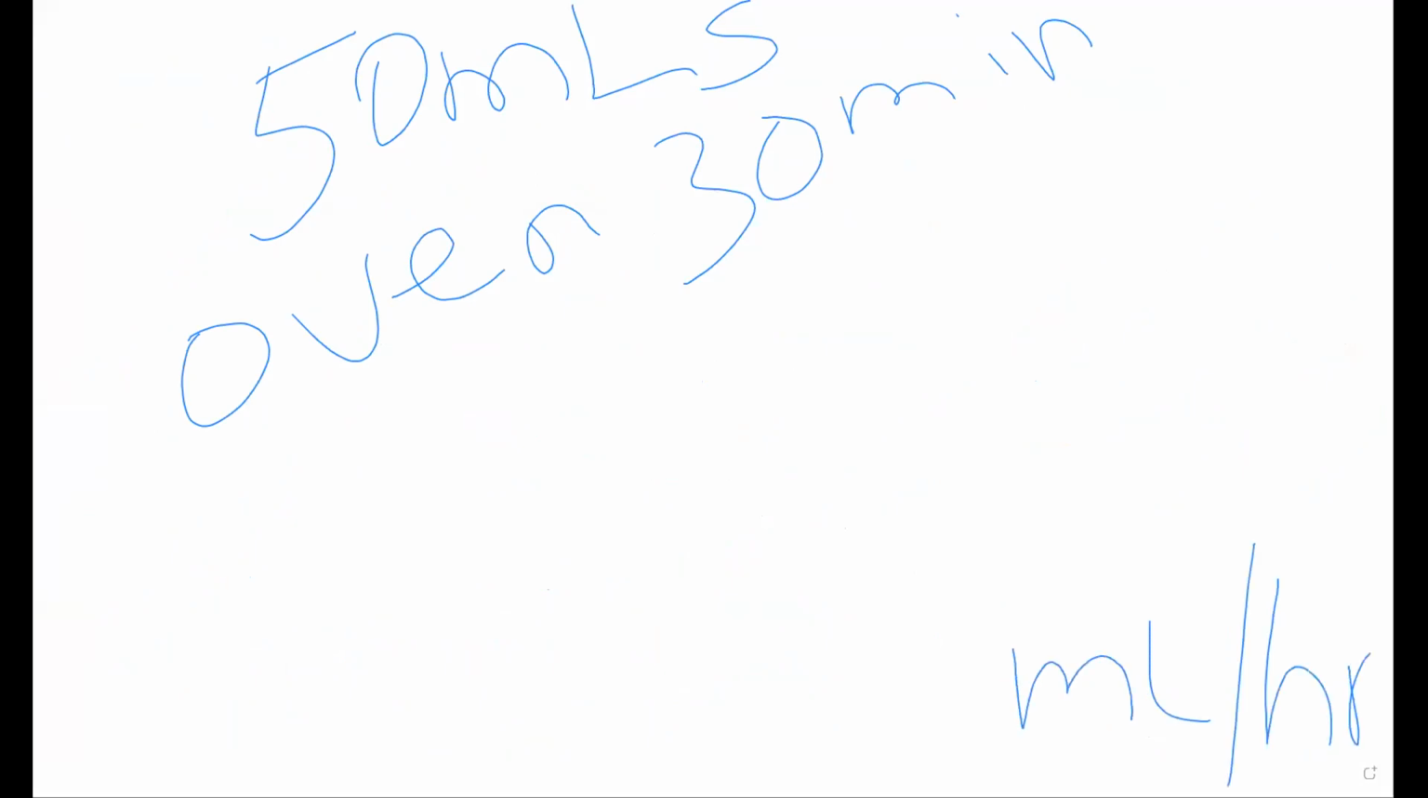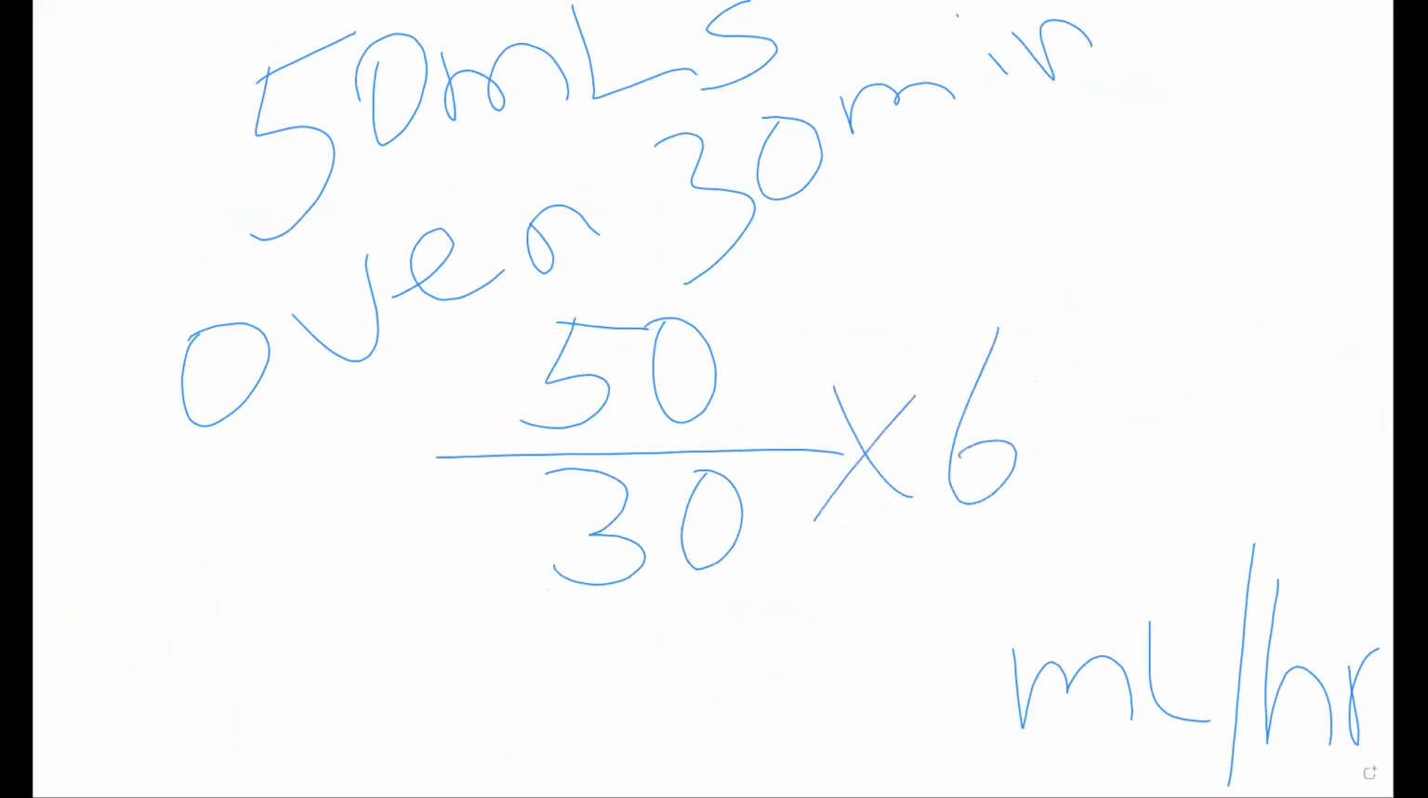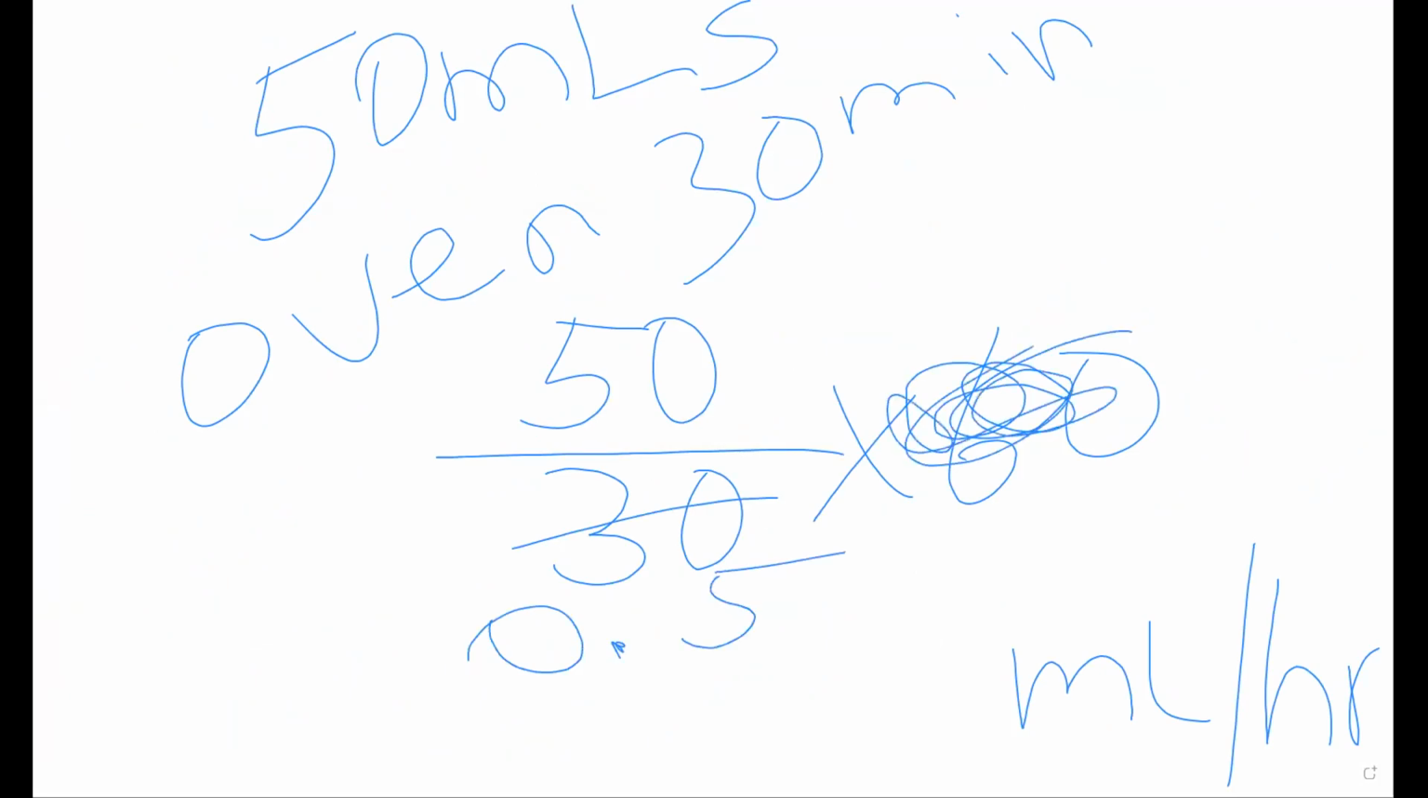Would that be 100? Okay, so again, the calculation I would do for this would be 50 divided by 30 times 60. I also know that this is equal to 0.5. So I could just eliminate this and do 50 divided by 0.5, because I know that 30 minutes is 0.5, or half, of an hour.